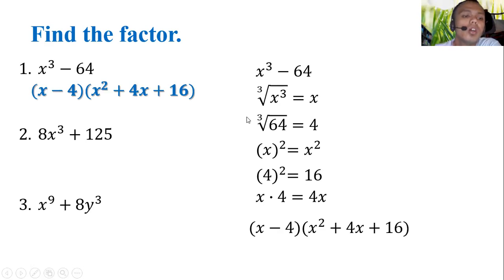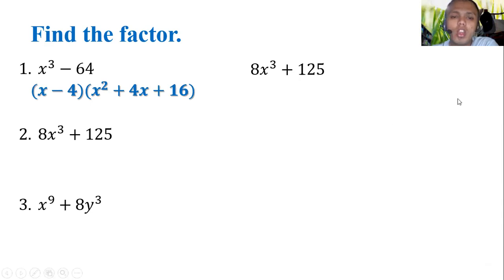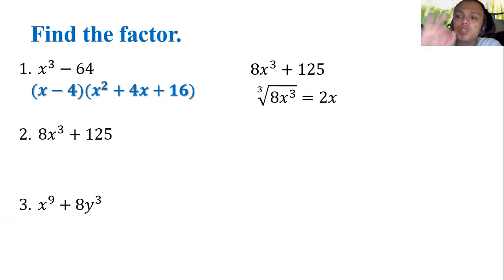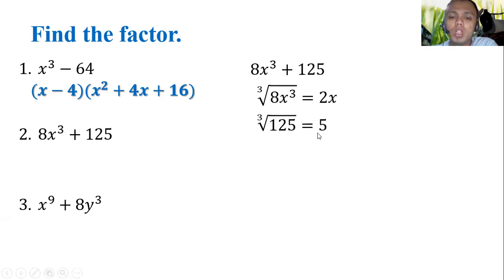Next, number 2. We have 8x cubed plus 125. Cube root of 8x cubed, we have 2x. Because the cube root of 8 is 2, and of x cubed is x. What about for 125? Cube root of 125. Let's try 5. 5 times 5, 25. Another 5 again. 25 times 5 is equal to 125. So 5 is the cube root of 125.